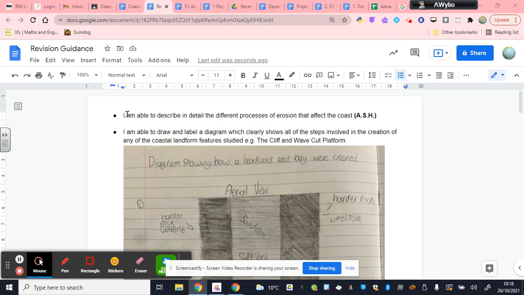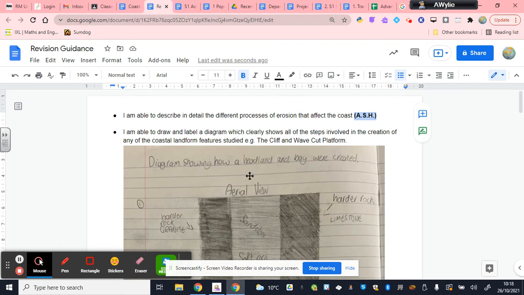So first of all, the first learning outcome is about the processes of erosion, ASH. That is abrasion, solution, hydraulic action. And what you want to be able to do is write down in detail what each of these actually means. How does it work? So you want to be able to write that down on a piece of paper and write down a full description of each of them.